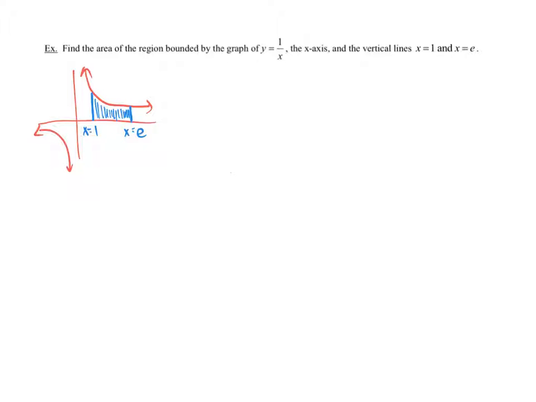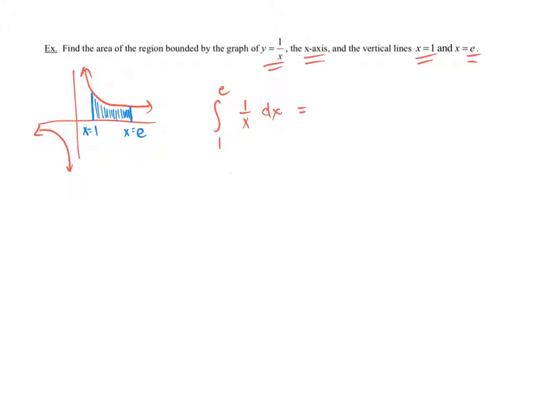Notice that this could not be done using geometry. This is not a known geometric shape, so this has to be done using a definite integral. A definite integral is what is going to give us the area between the curve of 1 over x and the x-axis, between 1 and e. So this will be the integral of the function 1 over x dx evaluated from 1 to e.